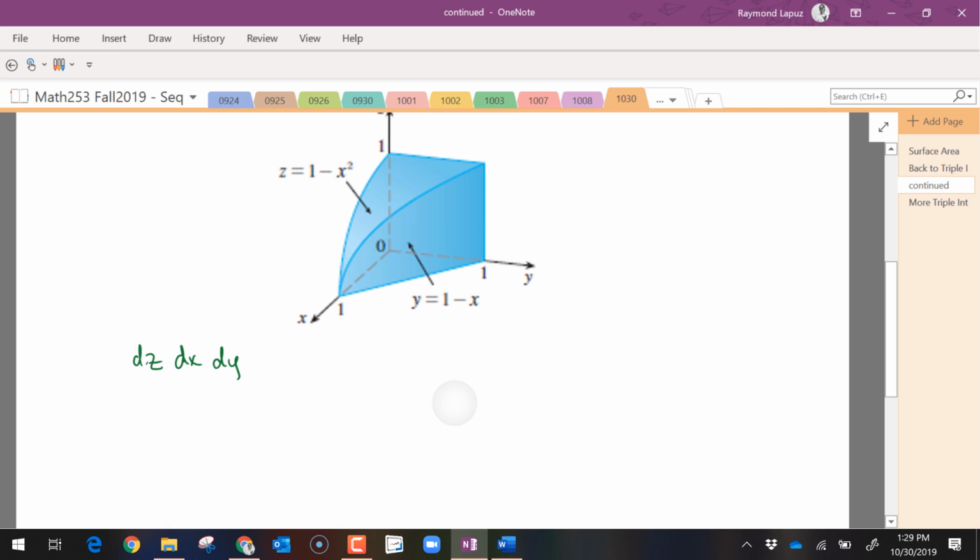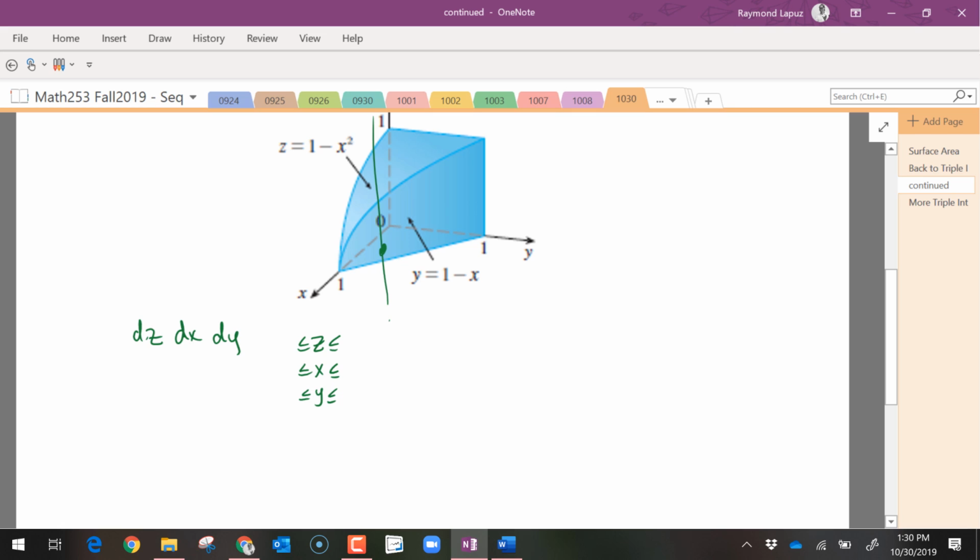dz, draw a line parallel to the z-axis. You're going to enter the region at z is equal to what? 0. Agree? And then you're going to exit the region at z is equal to what?